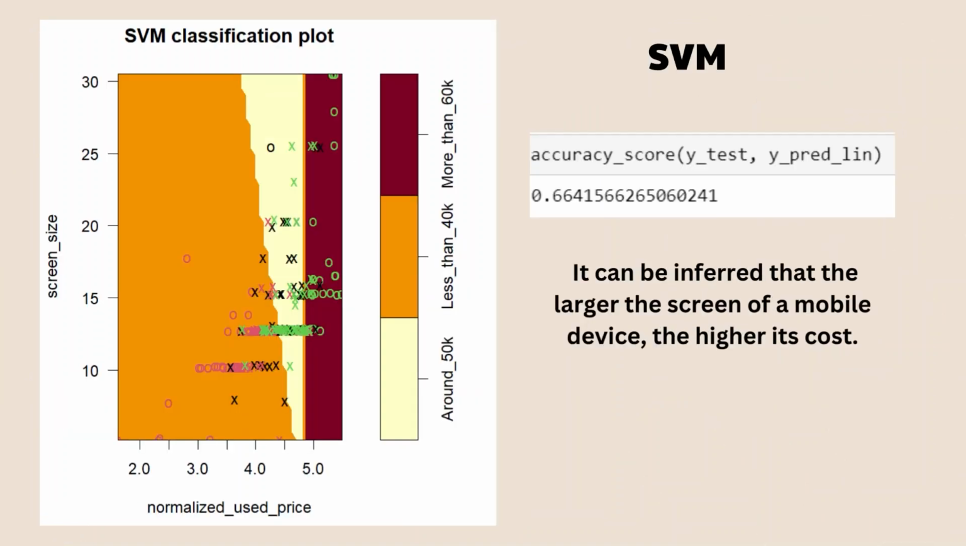Coming to the SVM, another supervised method, I got an accuracy of 66.41 percent from this model, and this is the highest accuracy I've obtained from all the models. It can be inferred that the larger the screen of a mobile device, the higher its cost.